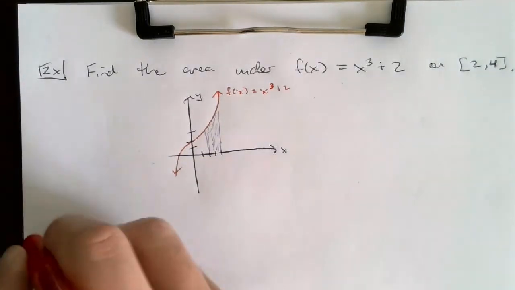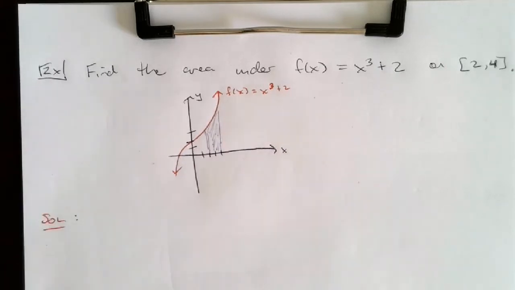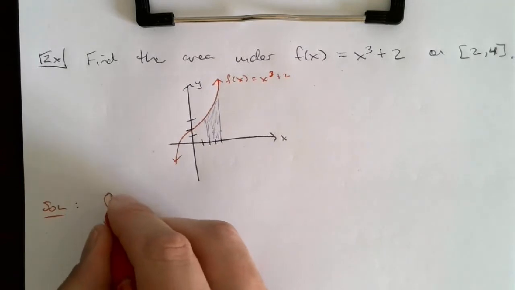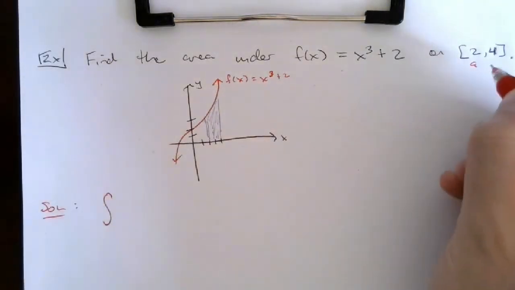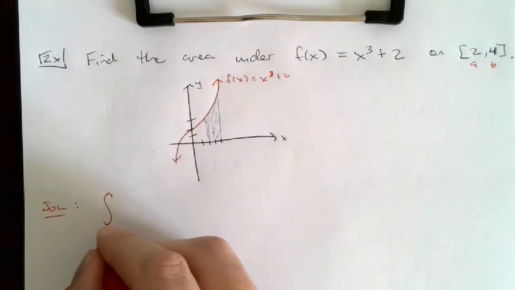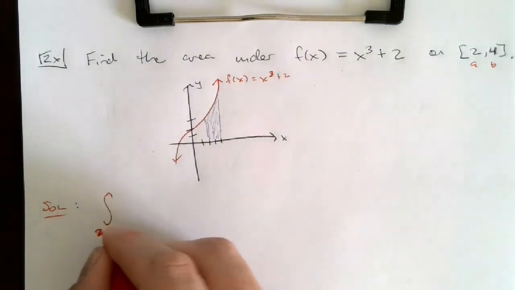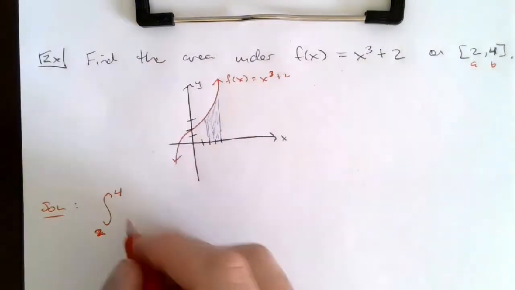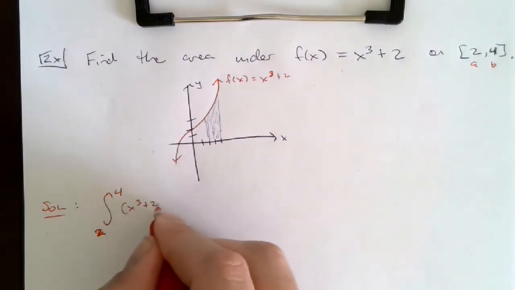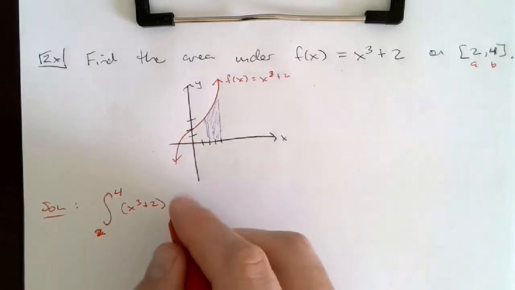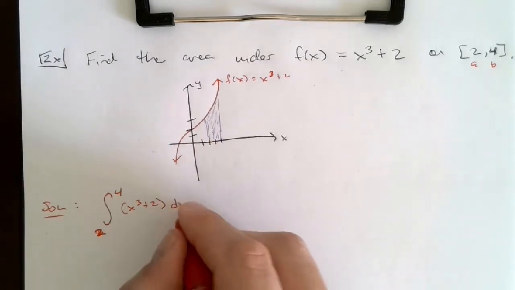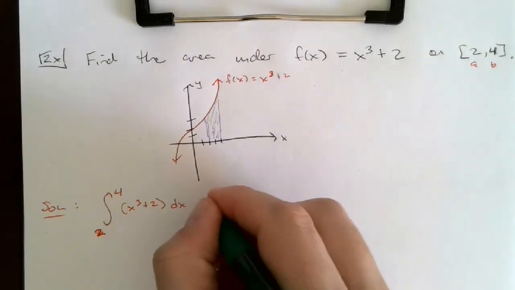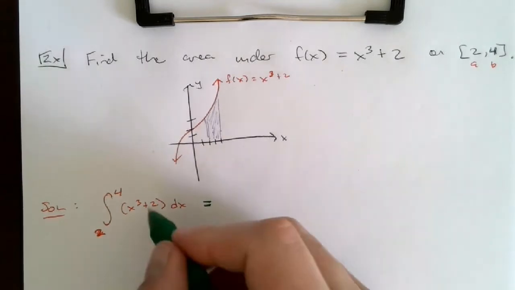So our solution here, all right, we have a positive curve, so we can take the antiderivative on what interval? Well, from 2 to 4. This is our a to b, so from 2 to 4 of f of x, which is x cubed plus 2, and then dx at the end. Now, once I do this, you evaluate the antiderivative first.